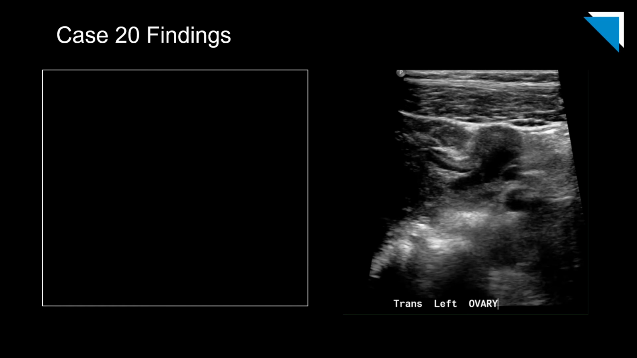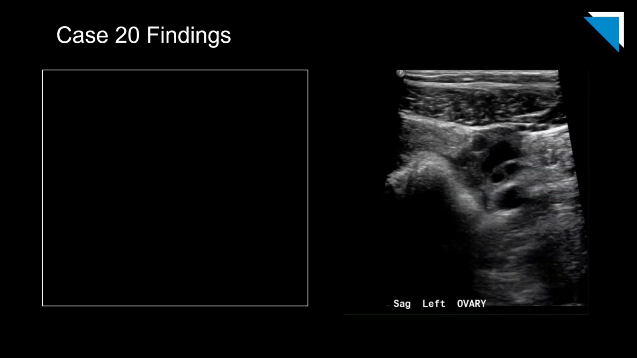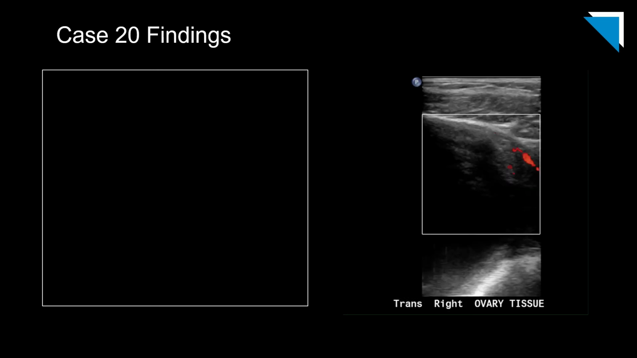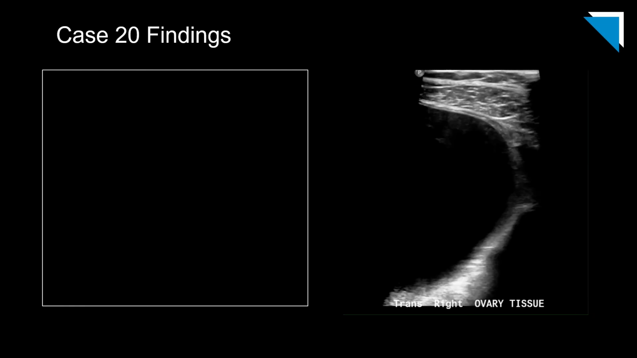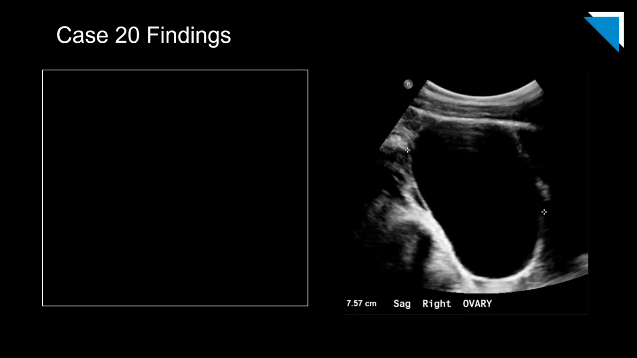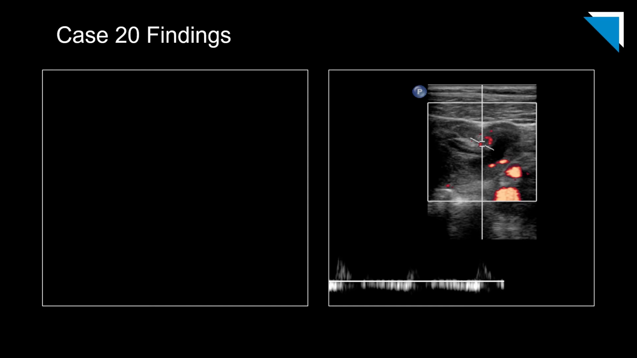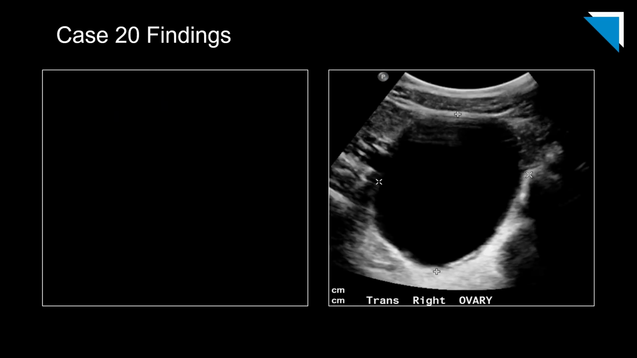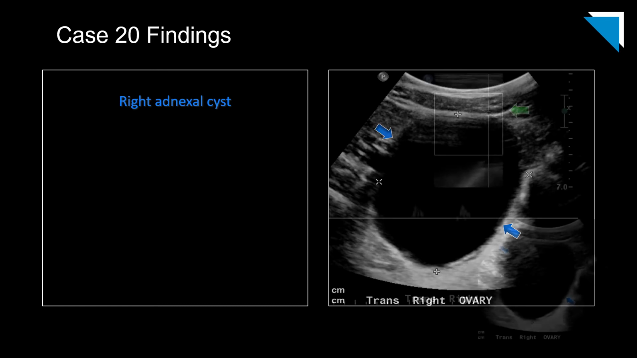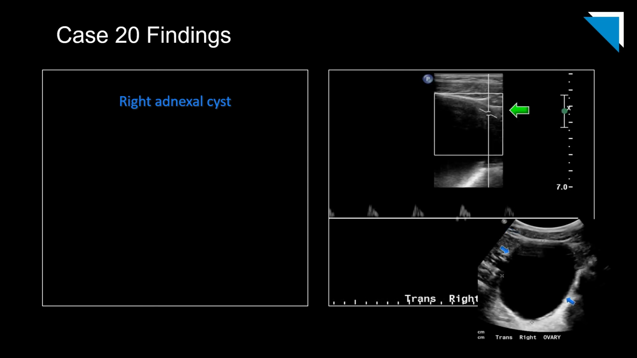Let's scroll through some of the images. We have some grayscale images, some color flow images, and some Doppler tracings. The tech has identified this structure in the left lower quadrant and presented it as the left ovary. There is also a Doppler tracing to demonstrate blood flow in this structure. The tech has also measured a large simple cyst in the right adnexum, with another Doppler tracing to indicate blood flow at the periphery of the cyst.